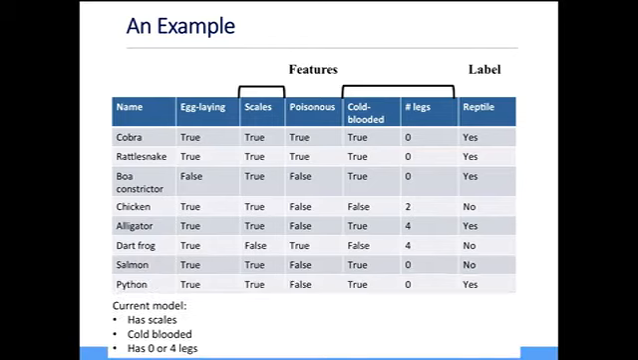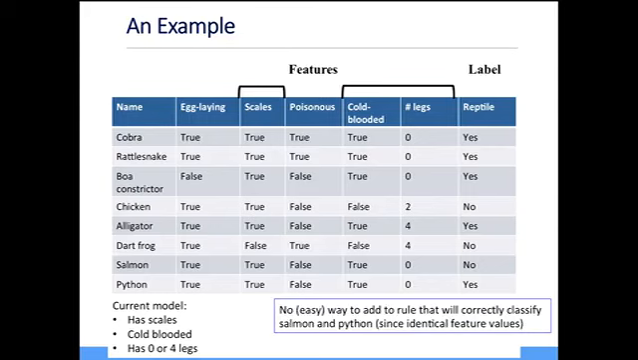And then I give you, I have to, python, right? I mean, there has to be a python in here. Oh, come on, at least groan at me when I say that. There has to be a python here. And I give you that and a salmon. And now I am in trouble. Because look at scales, look at cold-blooded, look at legs. I can't separate them. On those features, there's no way to come up with a way that will correctly say that the python is a reptile and the salmon is not. And so, there's no easy way to add in that rule.